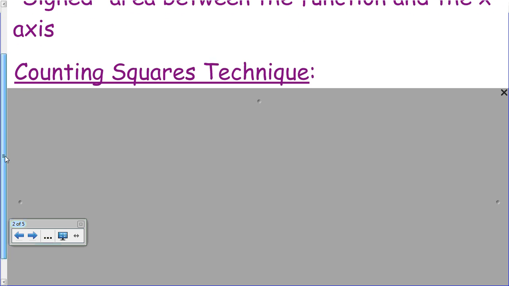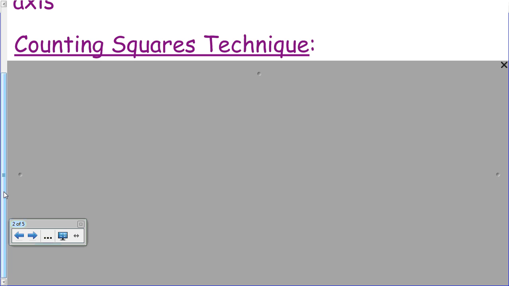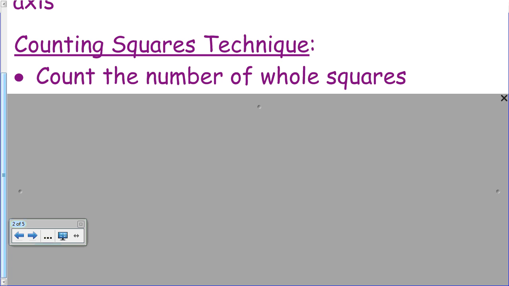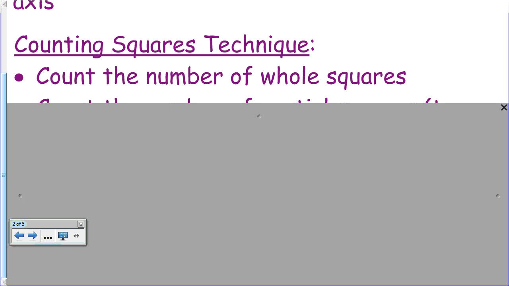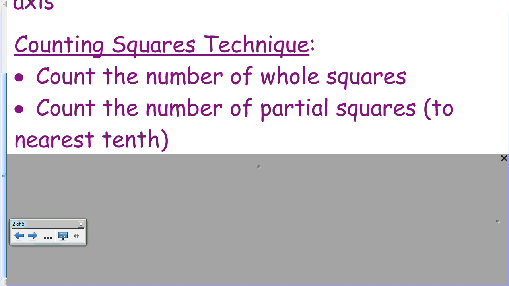Let's talk about the technique. It's really a 4-step process here. First step is to count the number of whole squares. You have to get yourself a graph of this thing so you can see the function as well as the x-axis, and then go through and count up how many whole squares are in that region that you're considering. Once you have done that, the curve is obviously going to cut through some of those squares. So we'll refer to those as the partial squares.